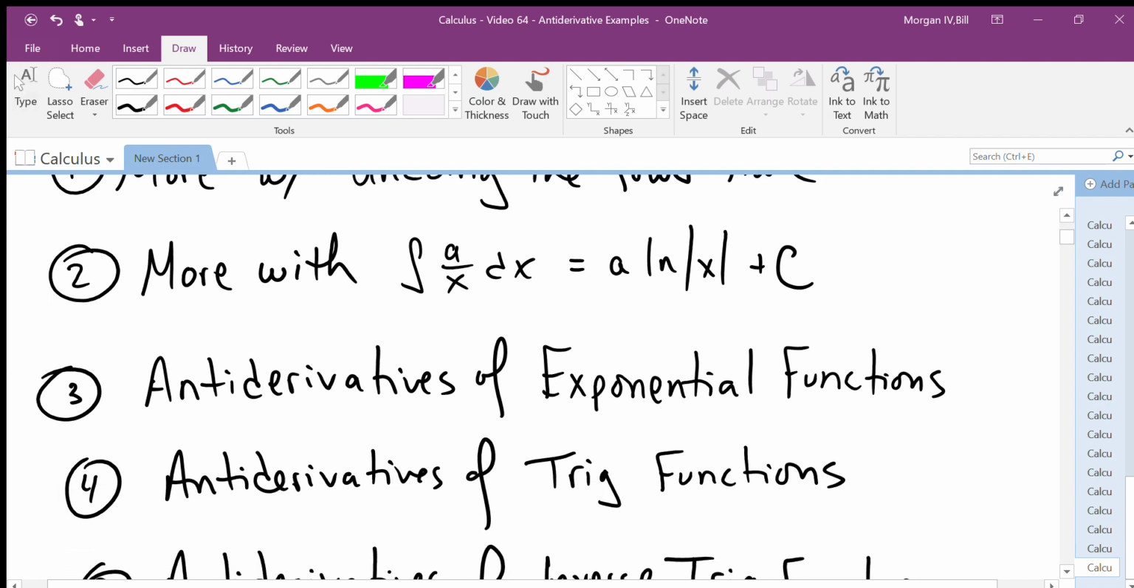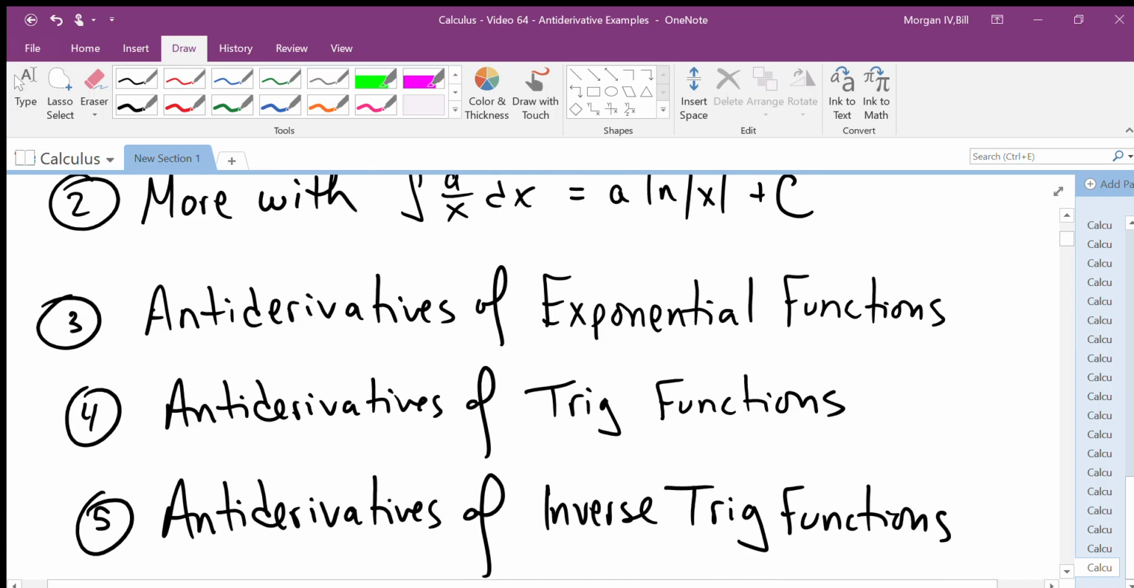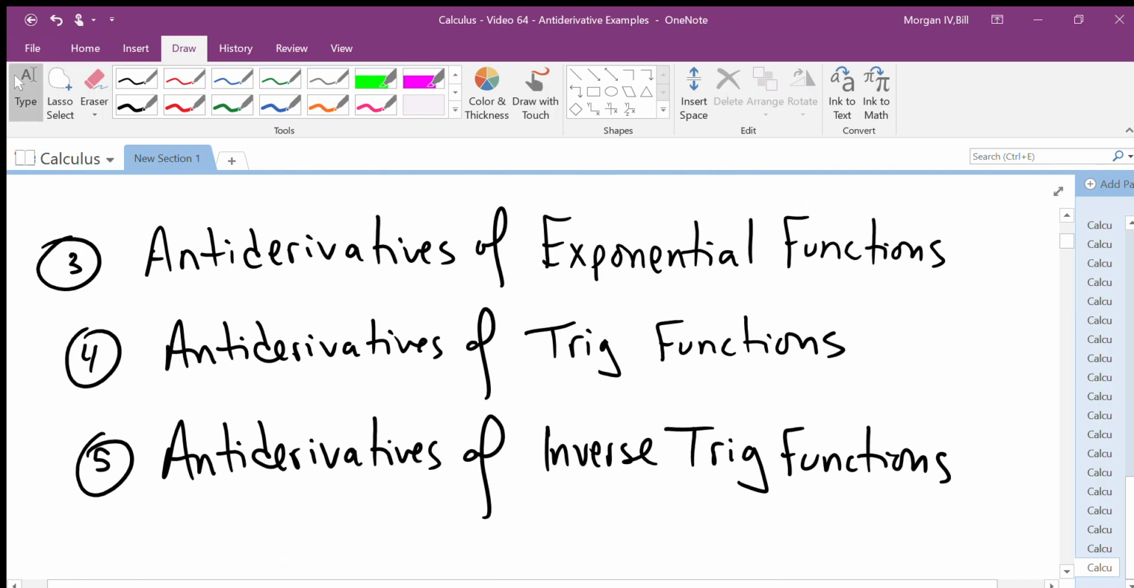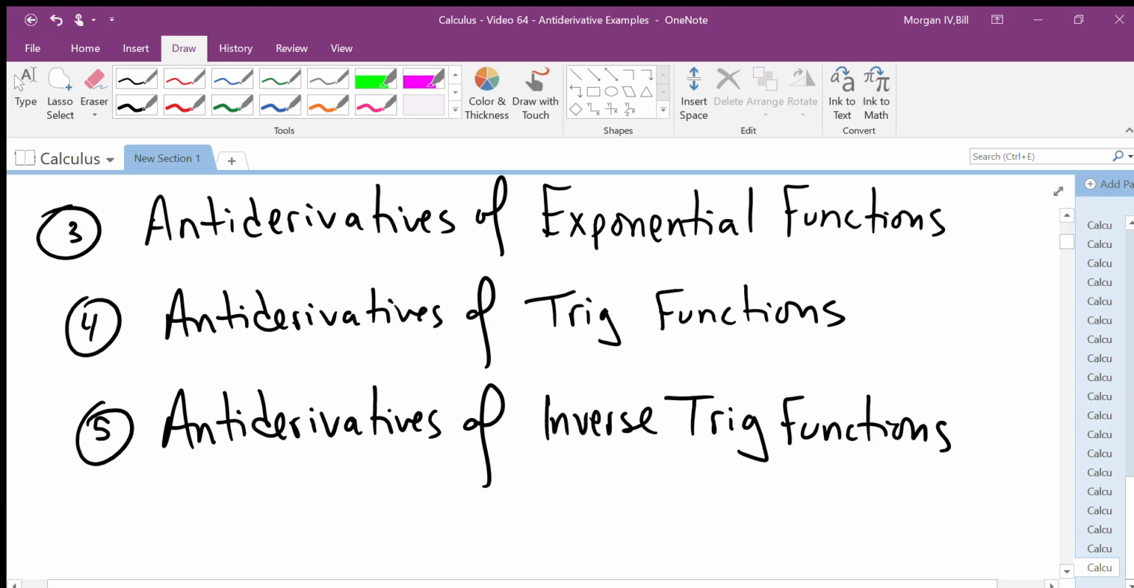Third, antiderivatives of exponential functions. So we know how to take the derivatives of exponential functions. How do we undo that? How do we take the antiderivative of exponential functions? Fourth, antiderivatives of trig functions, and fifth, antiderivatives of inverse trig functions.